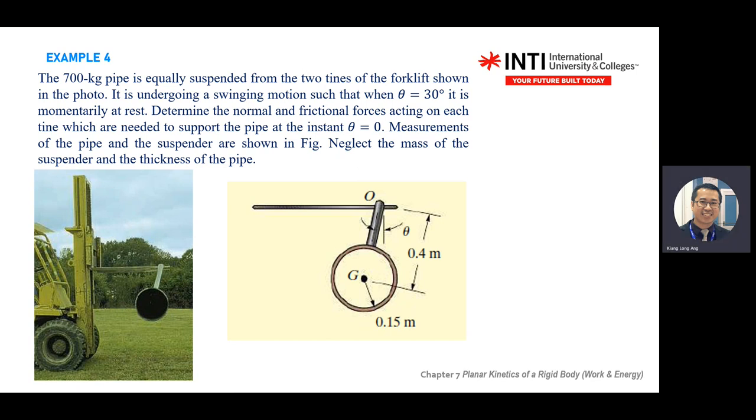So again, when you see G and O, normally you need IO equal to IG plus MD square. IG from table. Then there's one equation with the moment equal to IG alpha. Right, there's one more here. So you are given all these parameters.